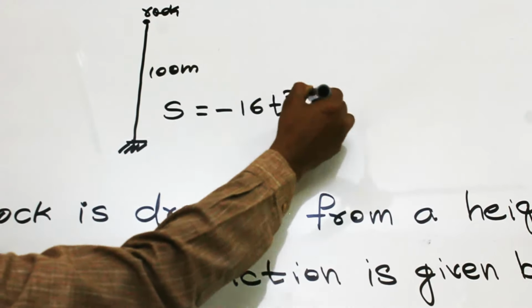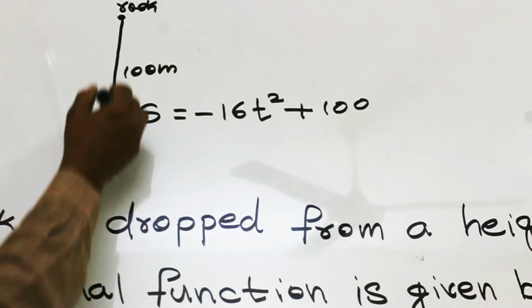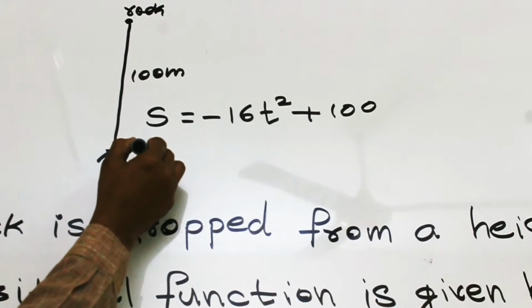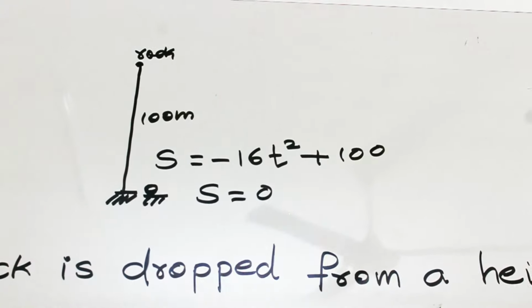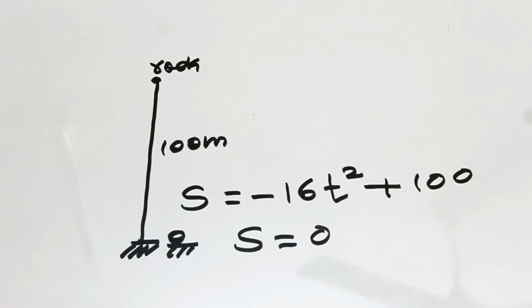How do we find it? If the rock is released from the 100 meter height and travels to the ground, then after it reaches the ground, the position will be 0. So we can equate s equal to 0, because when the rock reaches the ground, the positional function becomes 0. That idea I am applying here to find the total travel time.